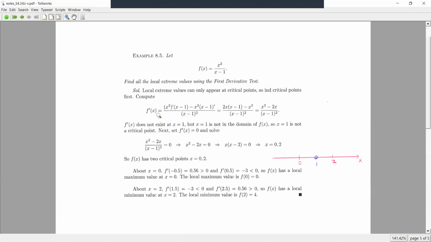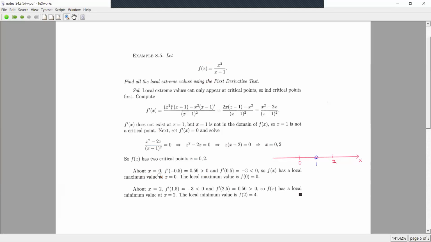Now, to find the critical points where the derivative is 0, we set the derivative equal to 0 and solve this equation. Move the bottom to the right side, then we get this equation. Then factorization, and we have 0 and 2 as solutions. Therefore, the function f has 2 critical points, 0 and 2.